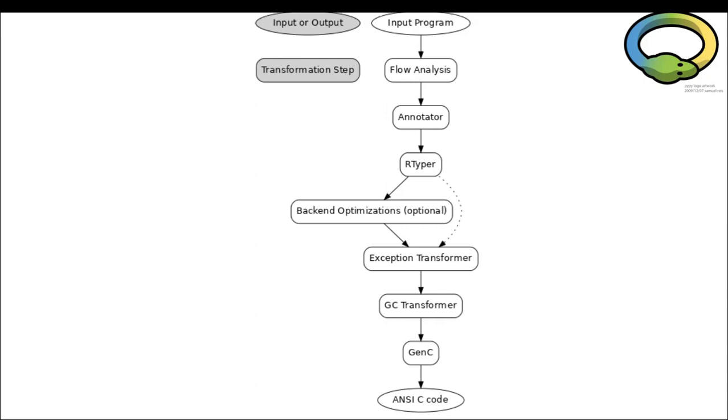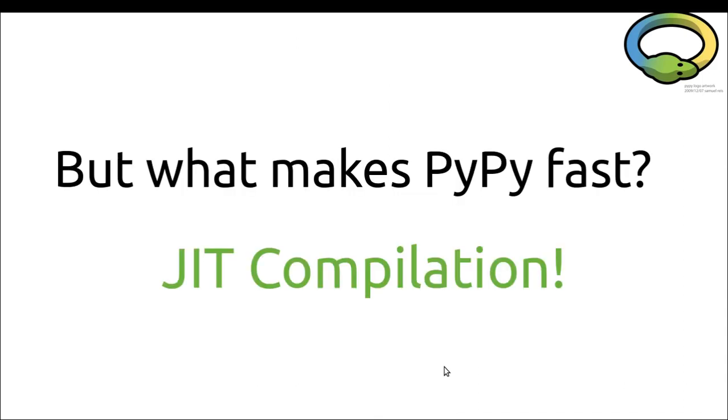So here is a vertical flow for you, that you take your RPython program, you do some flow analysis over it, you provide some annotations, you do some backend optimizations, and then there is some exception handling transformations done there, then some garbage collection transformers are provided, and finally you generate the C code, and then you compile that C code to generate the PyPy binary executable, and yeah, you get your PyPy Python interpreter.